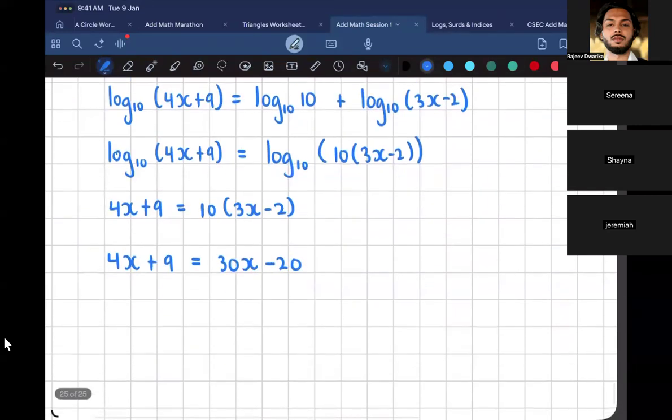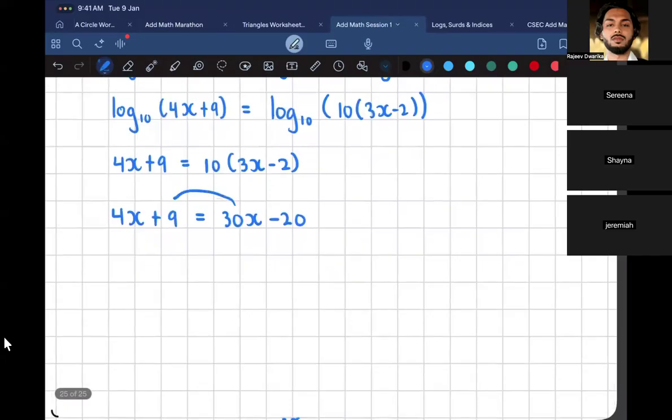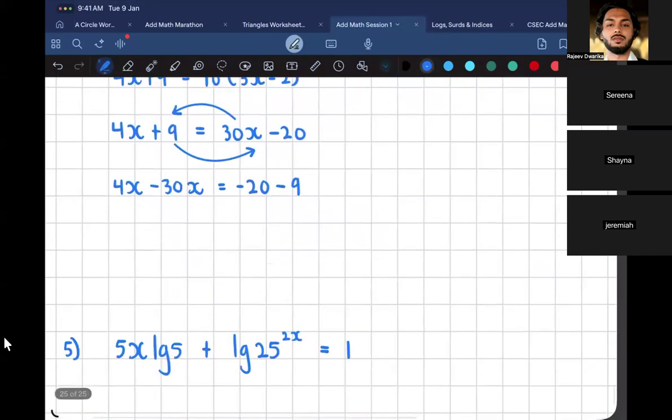What's the next step from here, Sheena? You move the 30x over the equal sign and the positive 9 over the equal sign as well. Right, so we're going to end up with what? 4x minus 30x and minus 20 minus 9. You said minus 20x there. Oh, sorry. Yeah. All right, that's okay. 4x minus 30x is what?